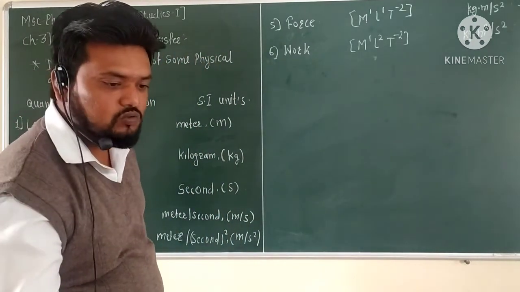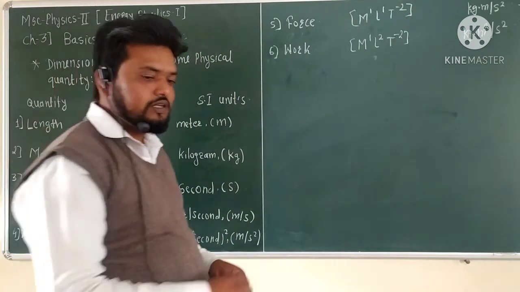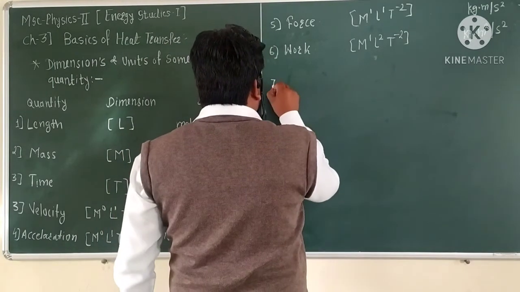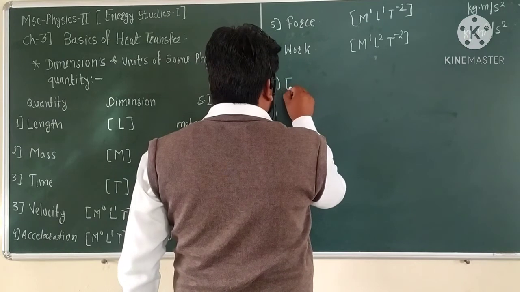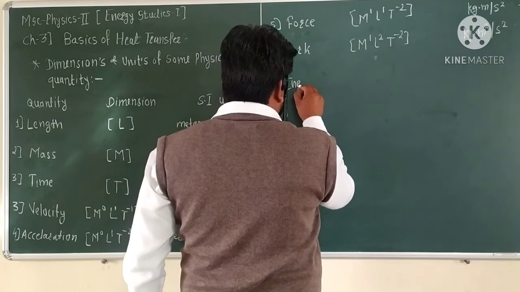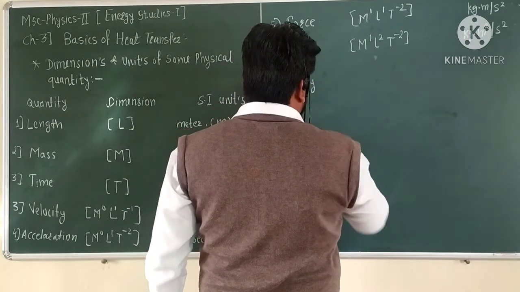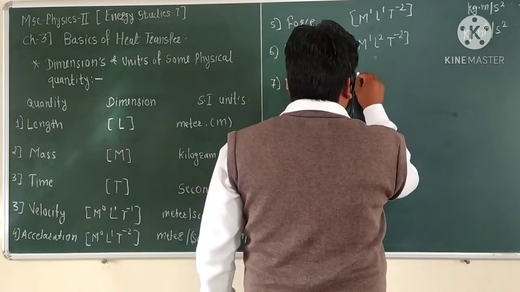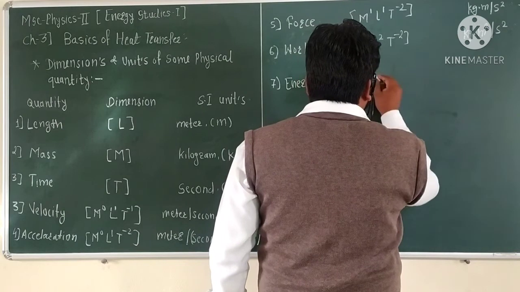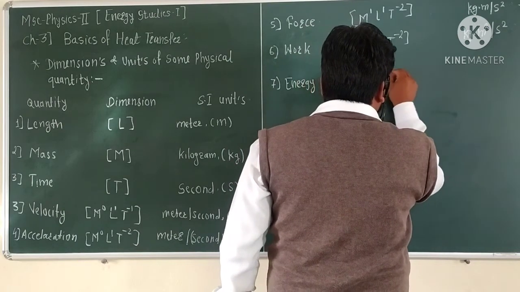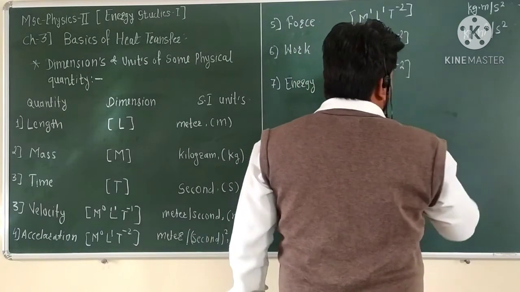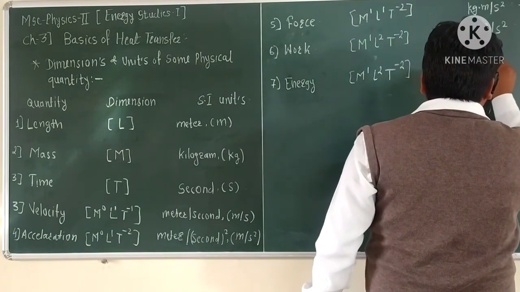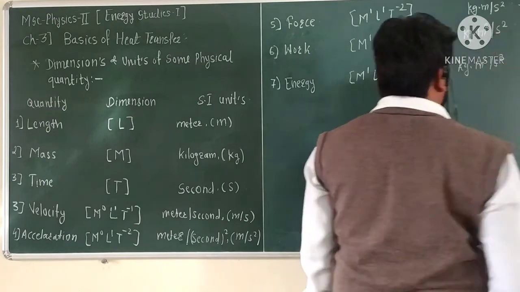Now the next quantity is energy. We have already seen that the dimensions and units of both quantities, work and energy, are the same. So we write M^1 L^2 T^-2, and the unit is kg·meter square per second square.